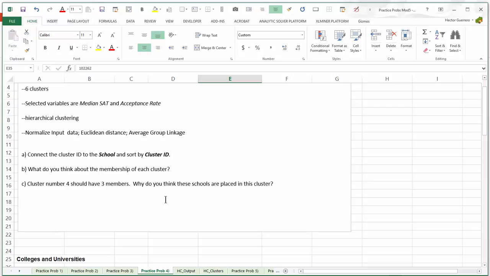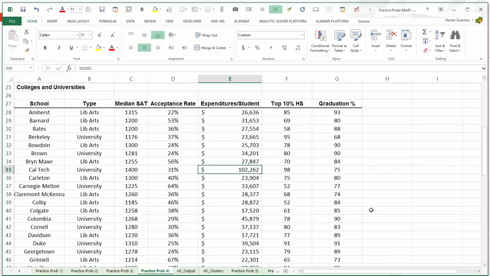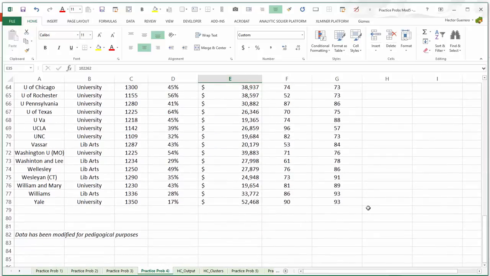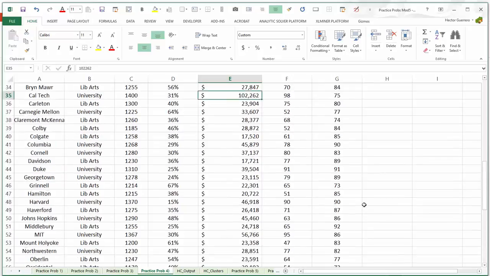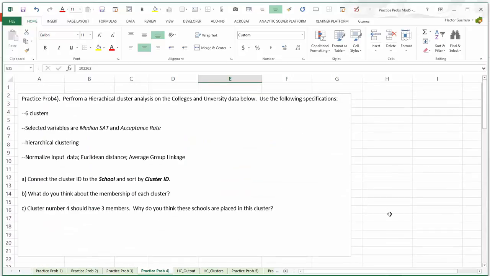A lot of people want to go to Berkeley. A lot of people want to go to UNC. And a lot of people certainly want to go to UVA. So that rounds up our analysis here.